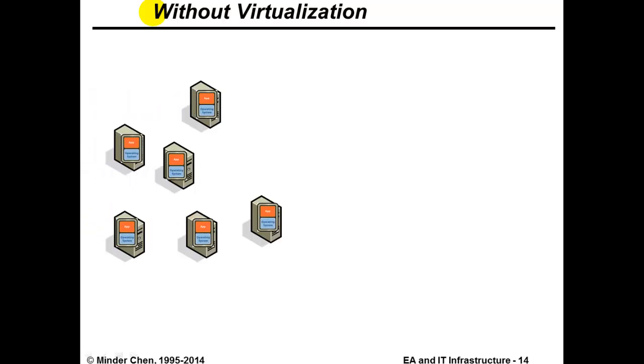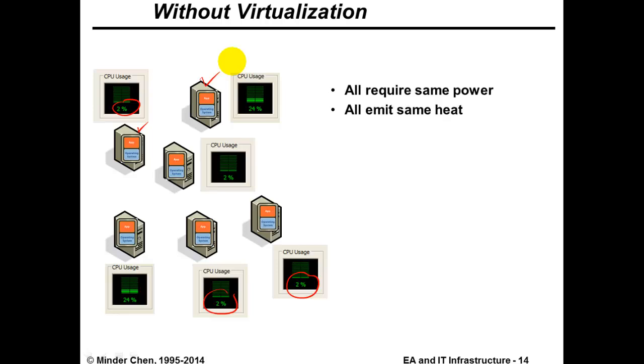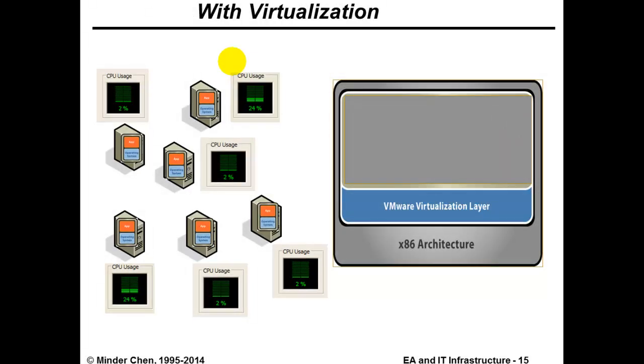So without virtualization, the utilization can be very, very low. We're running multiple servers, usually dedicated to one application or application server at a time. They require power, and they emit heat, which is why we need a cooling system. They require physical space, setup, and configuration takes time, and maintenance and support require a lot of smart system administrators.